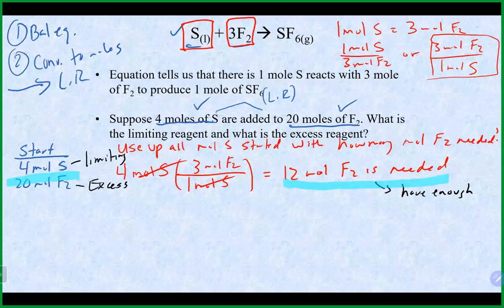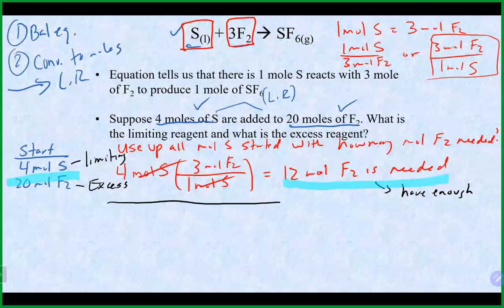So once you figure out one, the other guy is the opposite. Any question on that calculation? Now, just to show you, it doesn't really matter which one you choose. So the first calculation I did, I want to use up all the sulfur, how much F2. I could also choose the opposite.